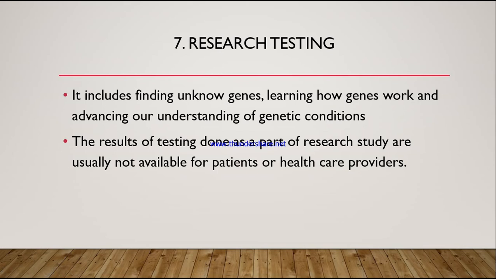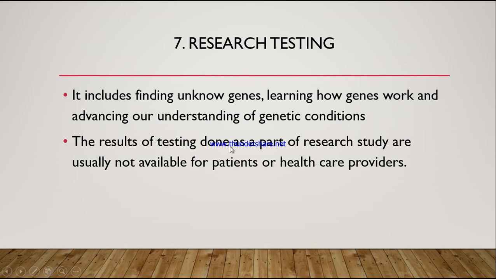And last is research testing. Research is when you want to know more about genes, or chromosomes, or these genetic disease conditions. So it includes finding unknown genes, learning how genes work, and advancing our understanding of genetic conditions. If an individual wants to know how genes function and wants to know more about genetic disease conditions, they can perform research. So this is research testing.